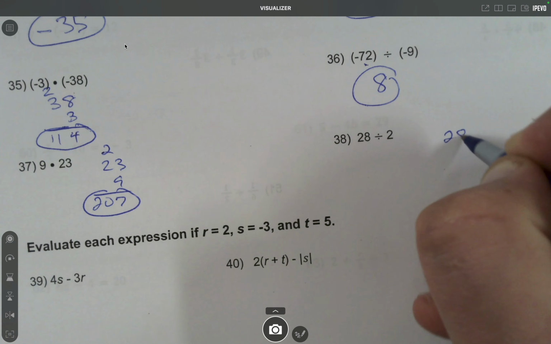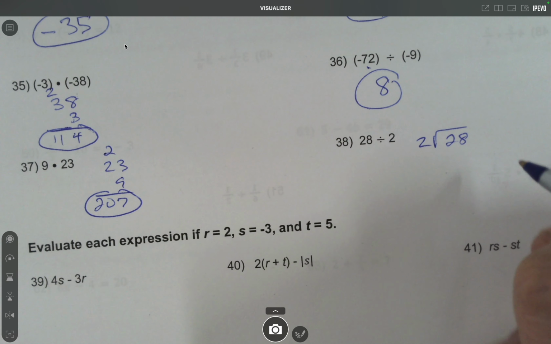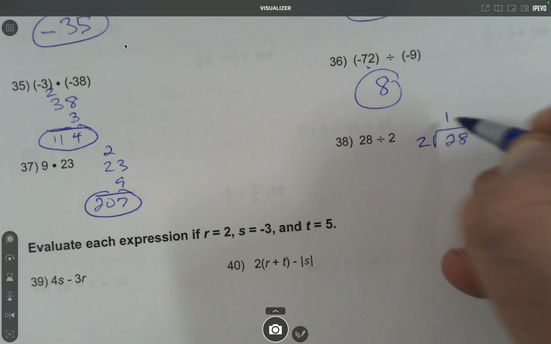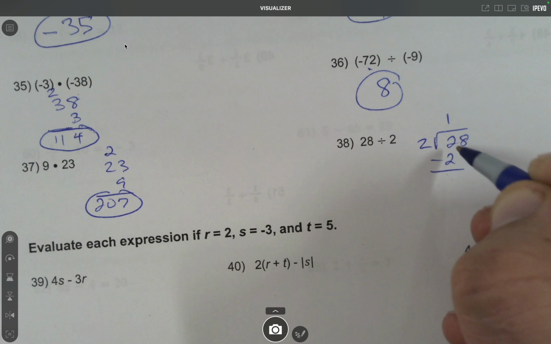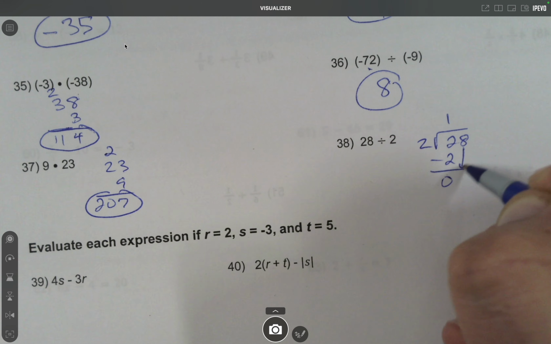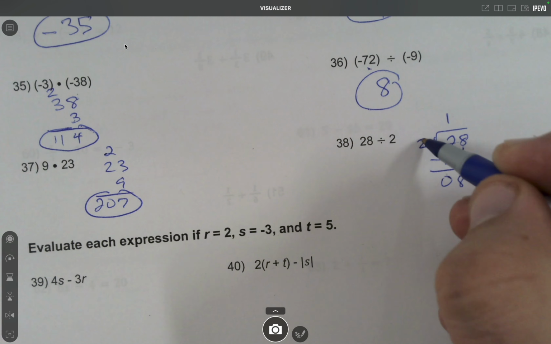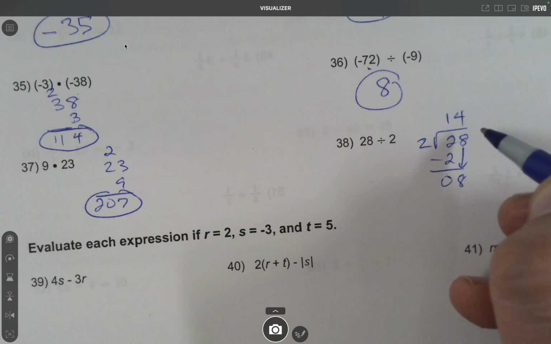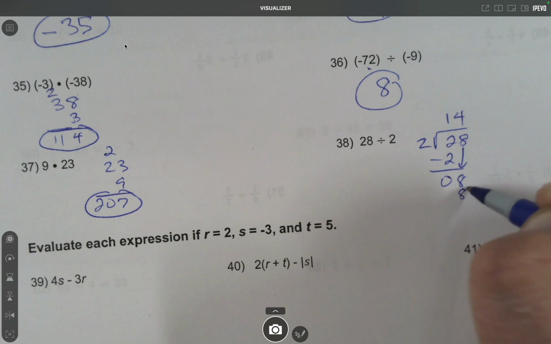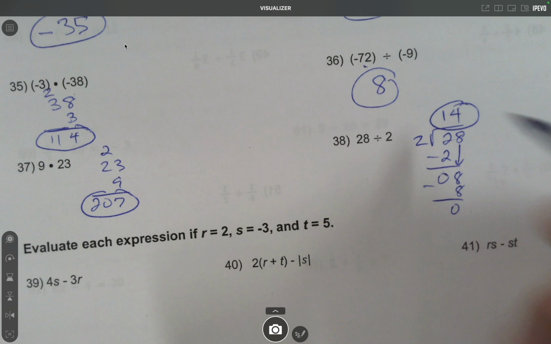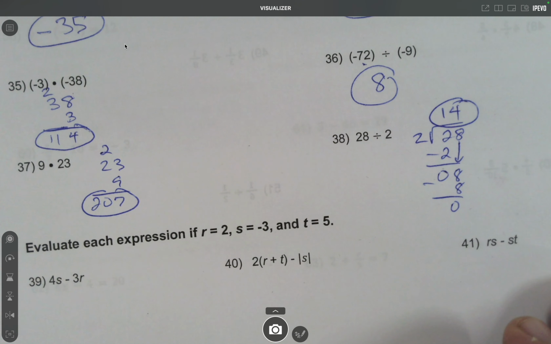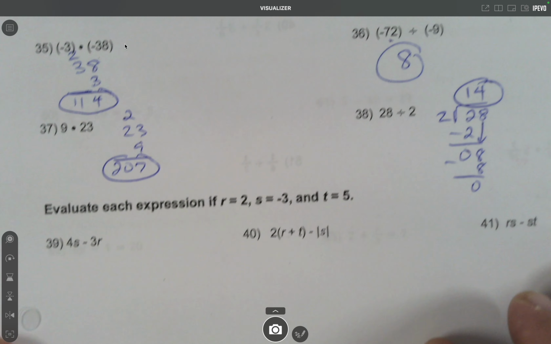Okay, 28 divided by 2. 2 goes into 2 one time. 1 times 2 is 2. 2 minus 2 is 0. Then we bring down the 8. 2 goes into 8 4 times. 4 times 2 is 8. Subtract and we get 0. So 14 is the answer, and it's positive because they're both positive to begin with. Same signs result in a positive answer.